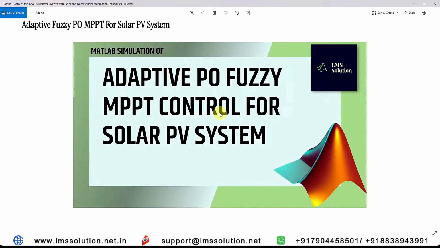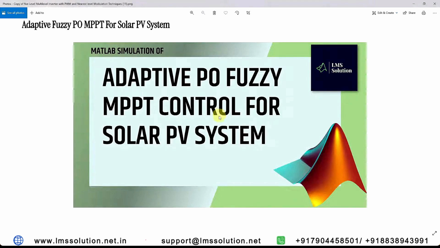So now the fuzzy is going to be receiving two inputs: one is error, another one is change of error. Based upon the error and change of error, the fuzzy logic control is going to generate the duty cycle. That is the concept behind the adaptive PO for CMPPT algorithm for solar PV system.